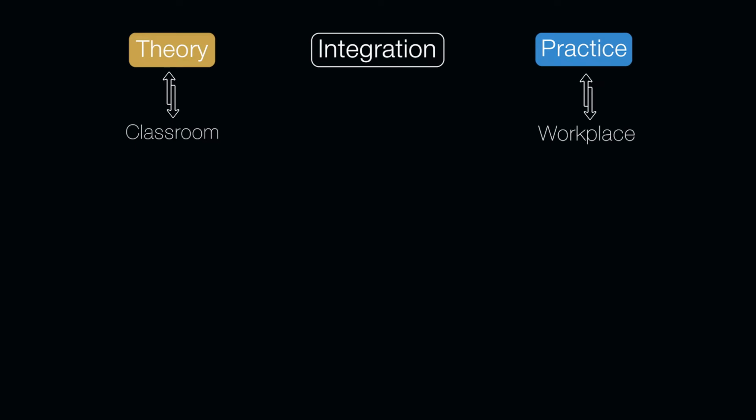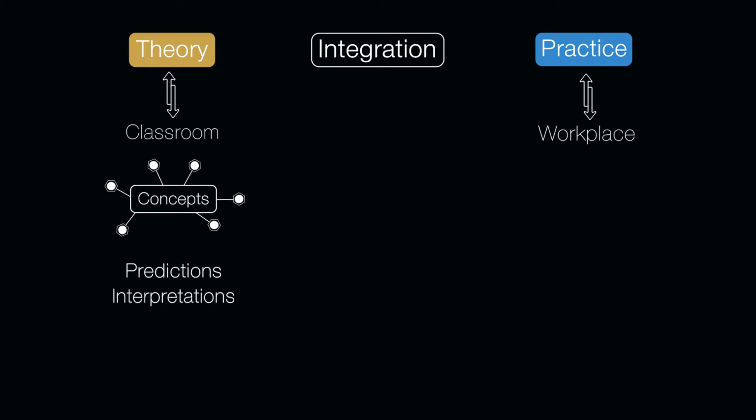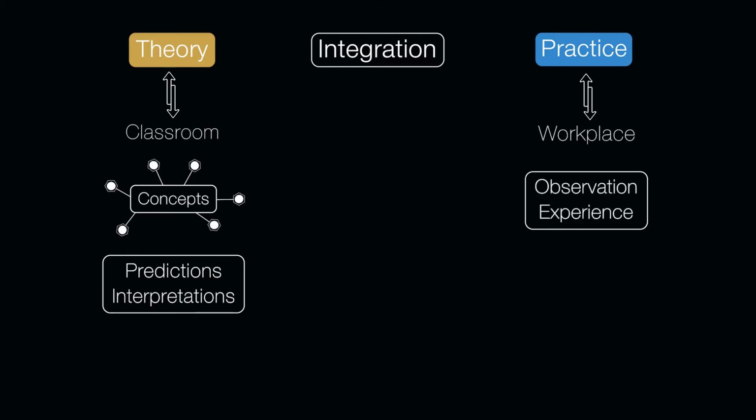Theory can be defined as a collection of concepts that are related to one another in a meaningful way. Using this relationship, we can make predictions or interpret certain phenomena. Practice is about observation and experience. Theories are generally context agnostic and practices are contextual.